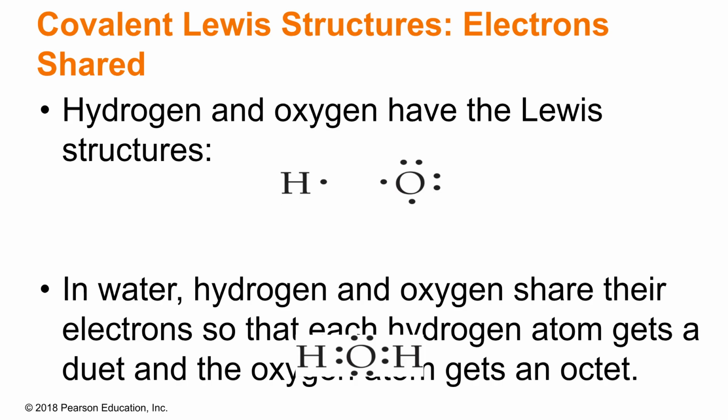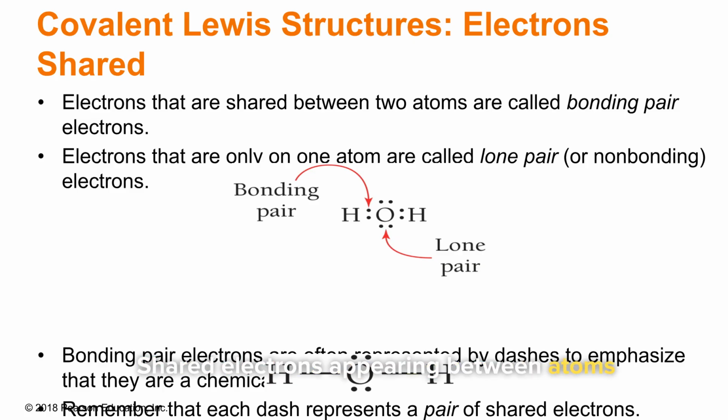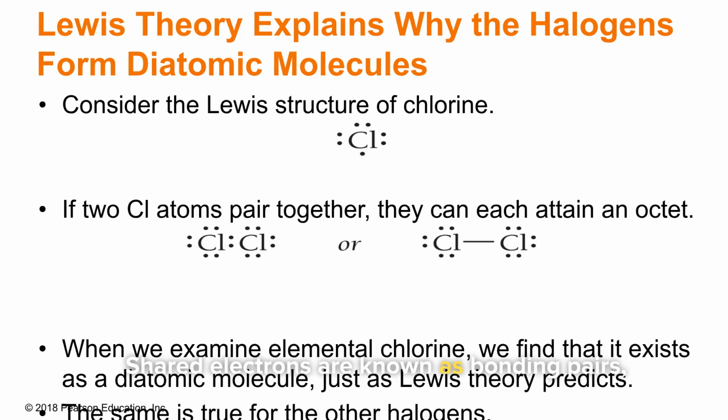Here, electrons are shared between atoms rather than being transferred. In a water molecule, hydrogen and oxygen share electrons. This allows each hydrogen atom to reach a stable duet and the oxygen atom to attain a stable octet. Shared electrons appearing between atoms count toward the octets or duets of both bonded atoms, ensuring stability for each. Shared electrons are known as bonding pairs and are often represented by dashes. Electrons exclusive to a single atom are called lone pairs.